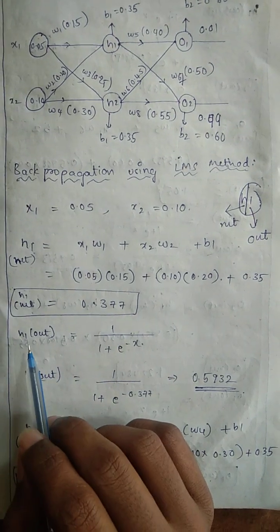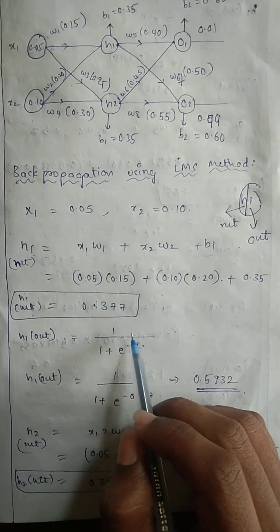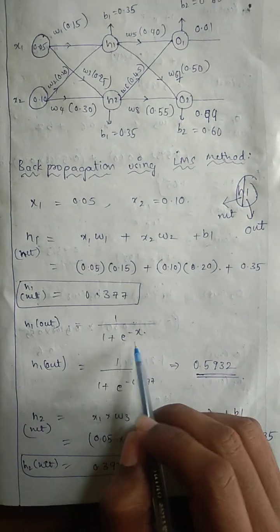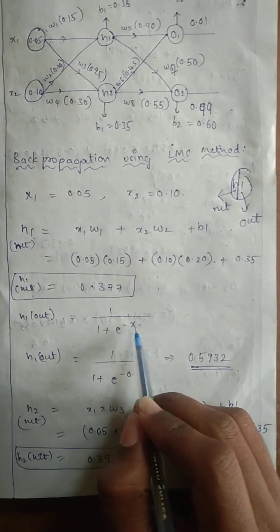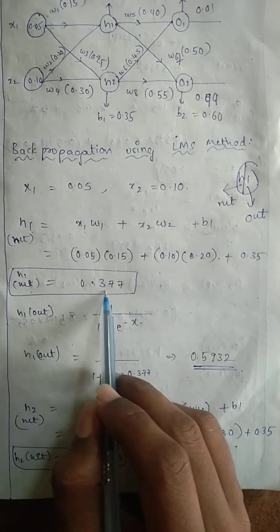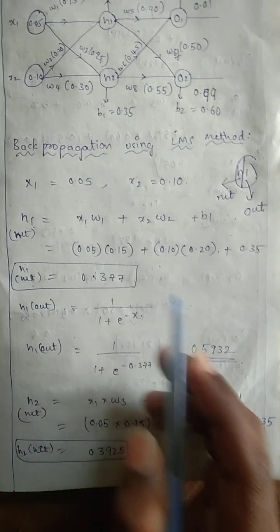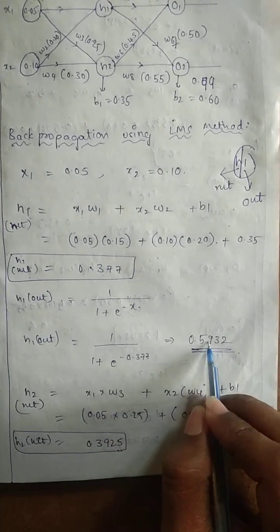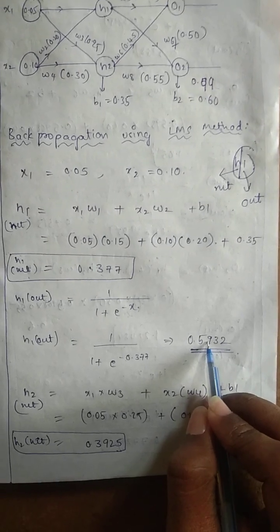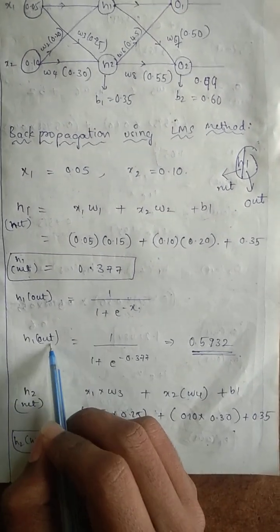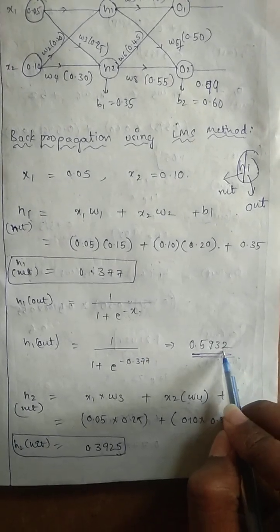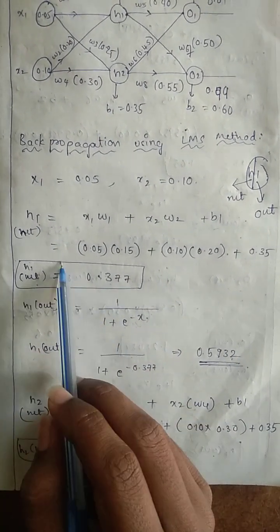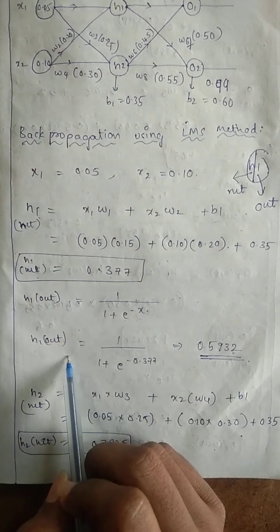The activation function formula is h1 out is equal to 1 by 1 plus e power minus x. Here in the place of minus x we replace it with the h1 net value 0.377. Now we get the activation function. After applying the activation function we get the h1 out value. Here it is the h1 out value. Here we get both the net value and out value.